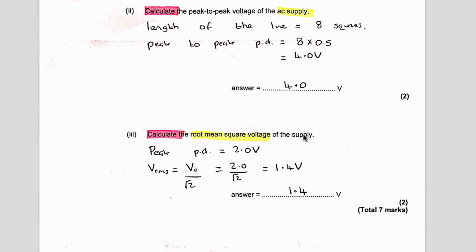And then finally, we're asked to calculate the root mean squared voltage of the supply. Well, we know that the peak-to-peak voltage is 4 volts, so that means we can work out what the peak potential difference is. So that's 2 volts, and we need that because the only way we can work out a root mean squared potential difference really is if we know the peak potential difference, because if we know the peak potential difference and we divide it by root 2, it gives us the root mean squared voltage. So we take our peak potential difference of 2 volts, we divide it by root 2, and it gives us, to 2 significant figures, 1.4 volts.